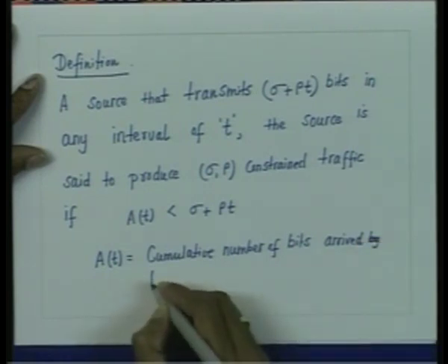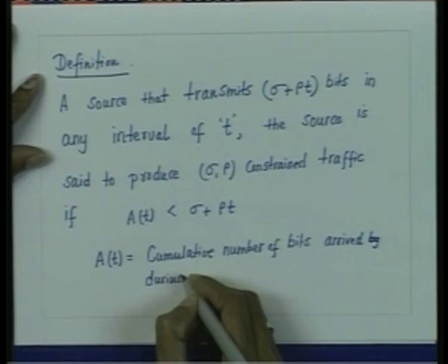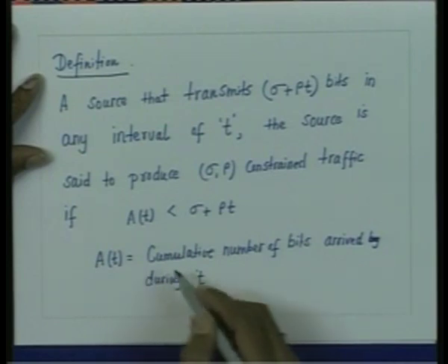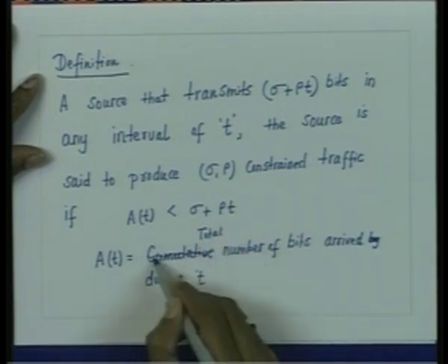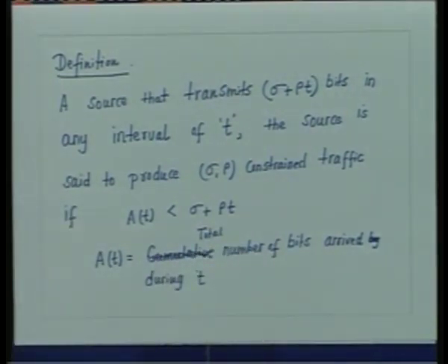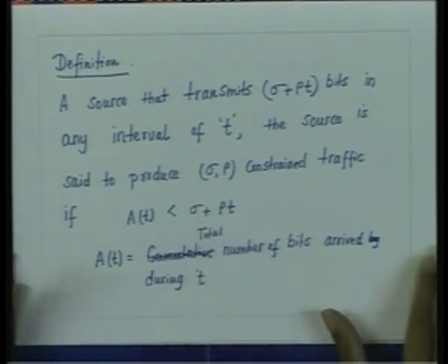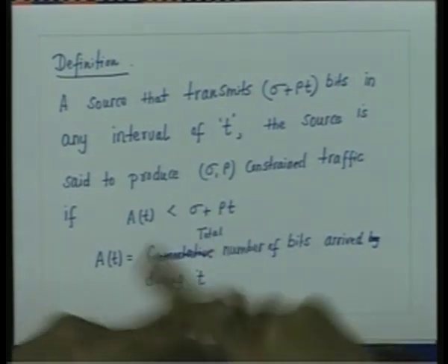We should say total number of bits, so it's cumulative. The total number of bits that arrived during t is bounded by sigma plus rho t. So essentially what we are saying is that this is a traffic source which generates bits in such a manner that the number of bits is bounded by sigma plus rho t for any interval t.